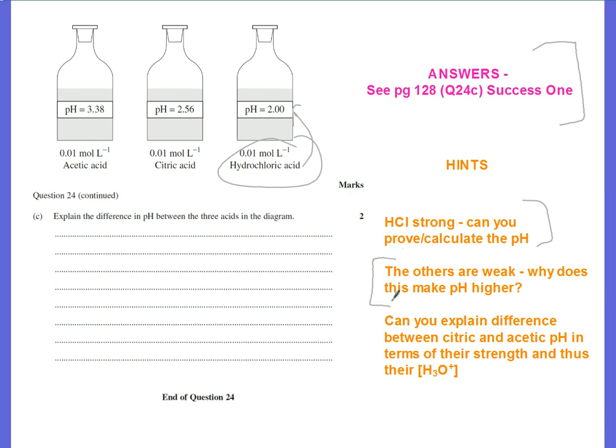So can you explain why that makes the pH higher than the HCl? And lastly, they've got different pHs. They're both higher than HCl, but they've got different pHs. Can you explain that difference between acetic and citric based on their strength and thus their hydronium ion concentrations and thus their pH? Let's look at the next question.